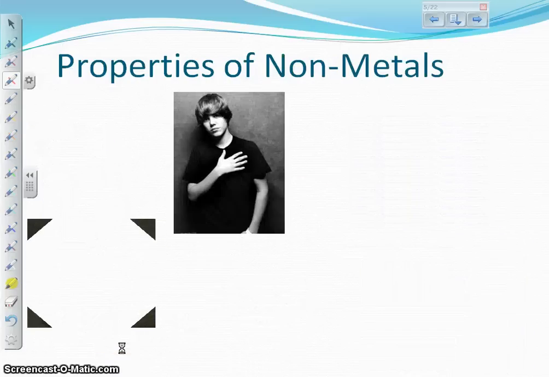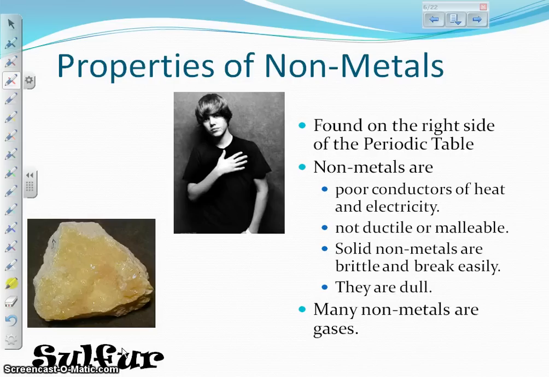Working our way over to the nonmetals, which Bieber is most certainly one. These guys are found on the right side of the periodic table, but we need to remember to include hydrogen. Hydrogen is included.